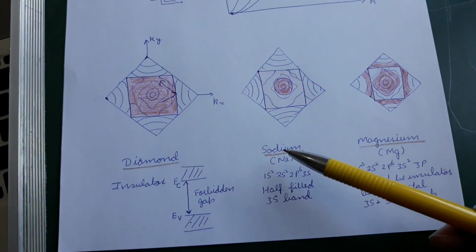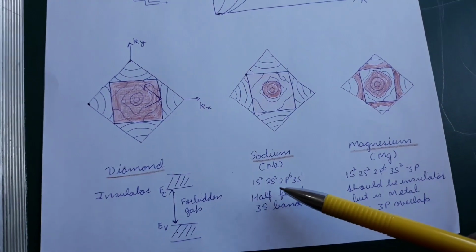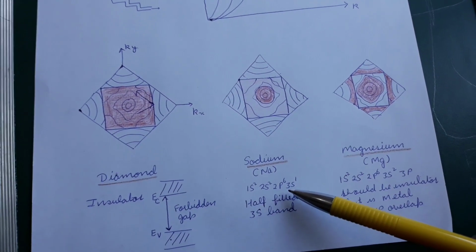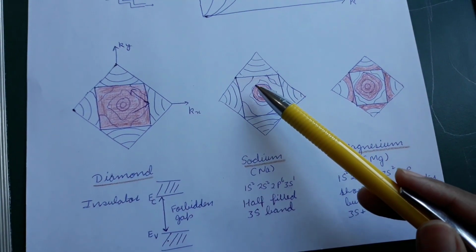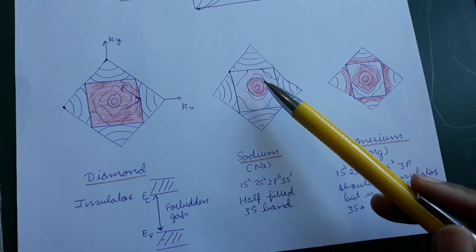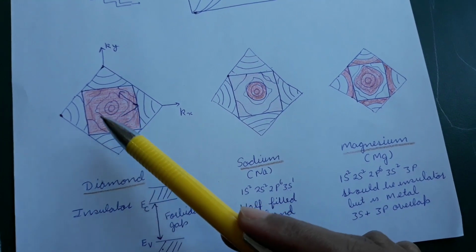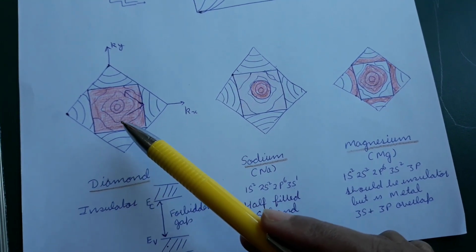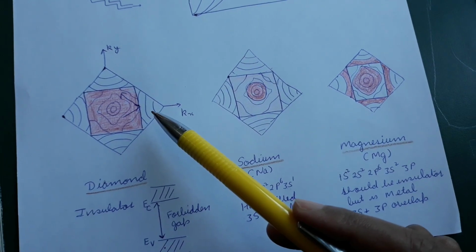Also in sodium, you see that this is the electronic configuration, and the 3s band is half filled. So only a few energy levels will be occupied and the rest of them will be vacant. The red depicts the filled energy levels, while the clear ones represent vacant energy levels.